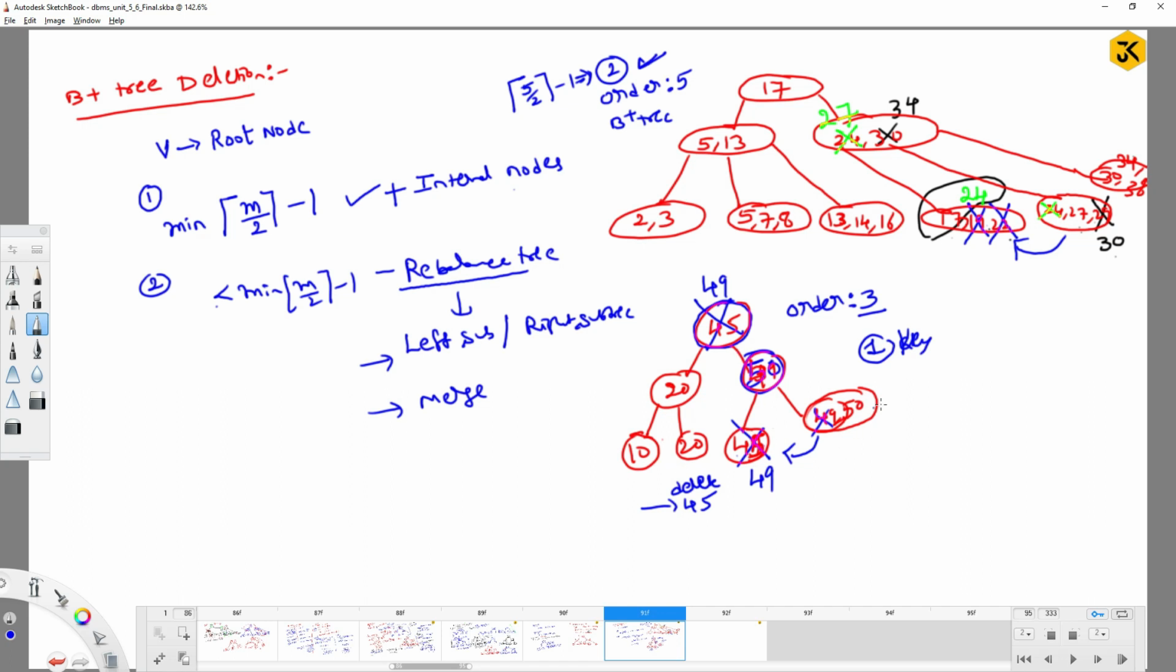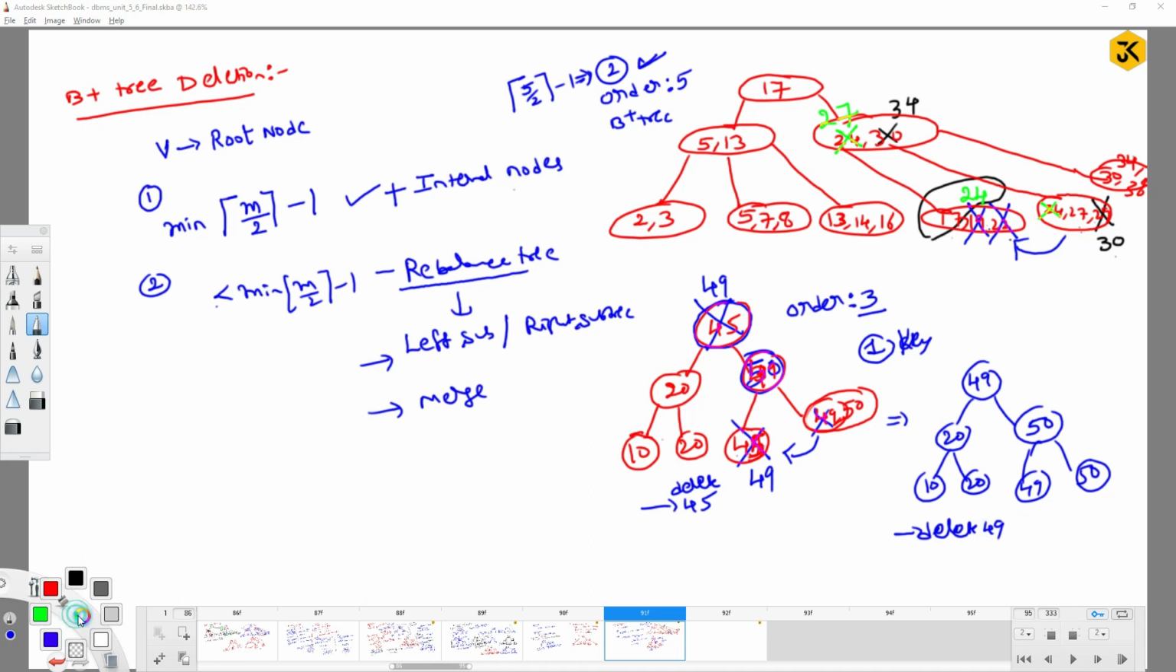I am going to place this one. See, if I redraw: 49, 20, 50, 10, 20, 49 and 50, right? So I think it is correct, right? Now for example, I am trying to delete 49 once again.